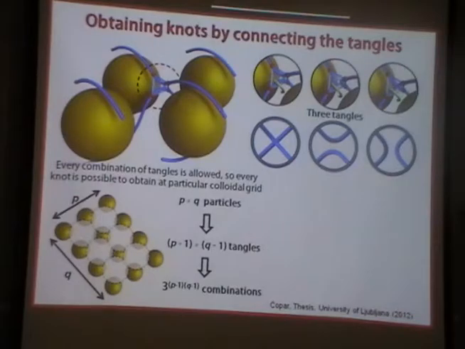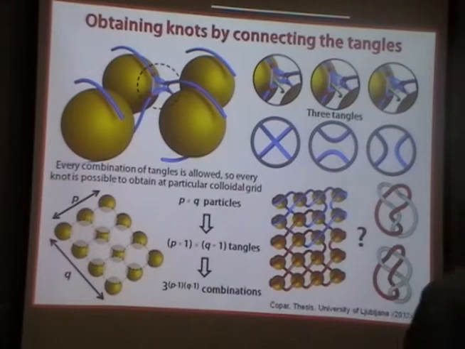And you can imagine that if you are dealing with p by q particles, for example, you obtain p minus 1 and q minus 1 tangles, and at each place you can place three different tangles, quite a large number of combinations. So in a 4x4 grid of particles, for example, you can obtain almost 20,000 different conformations. Because they are not topologically different, you have many examples of different configurations with the same topology, but this is the way you can go on studying these things.